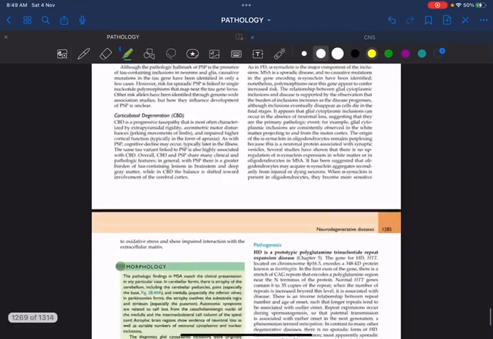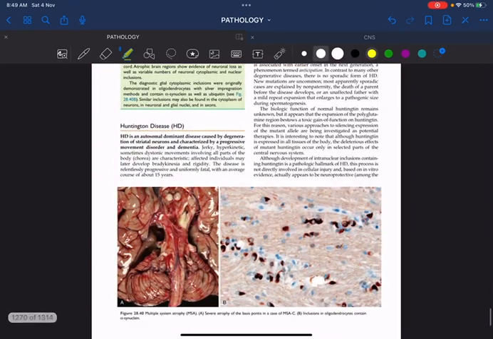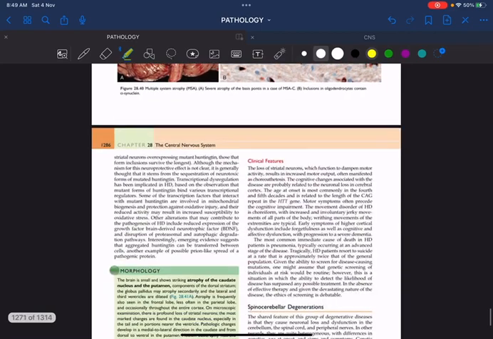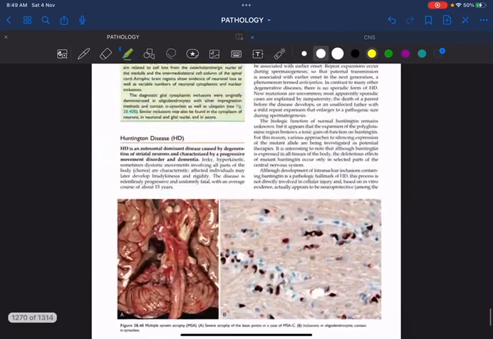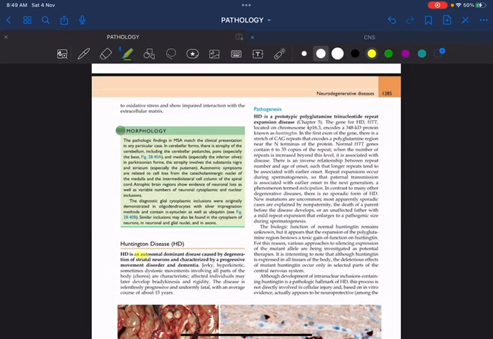Okay. Once that is done, let us go for the third question, Huntington's disease. What is it? It is an autosomal dominant condition, with degeneration of striatal neurons, progressive movement disorders and dementia. What do you mean by chorea? That is one of the manifestations.